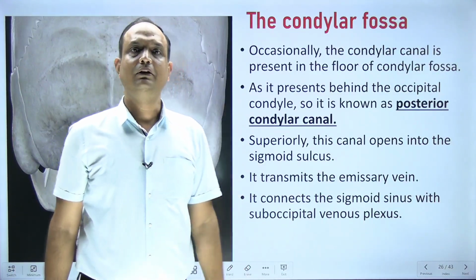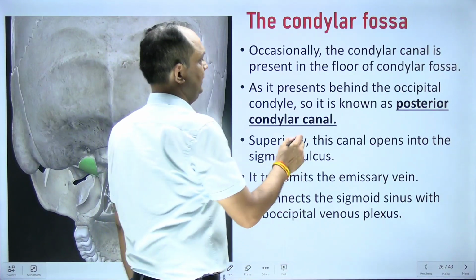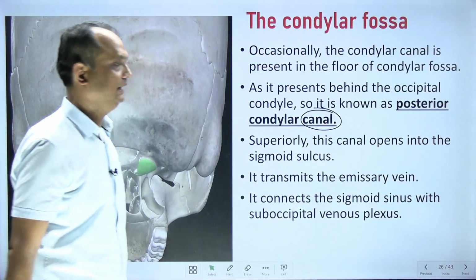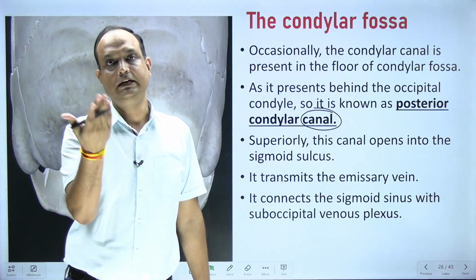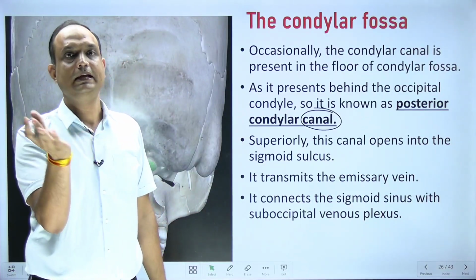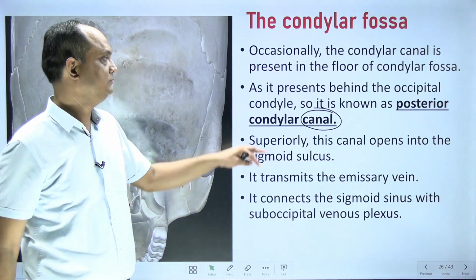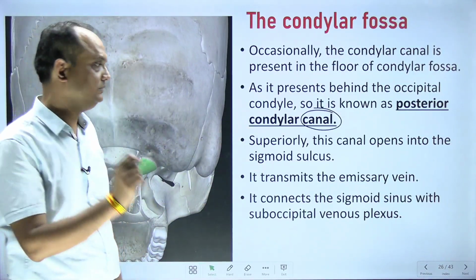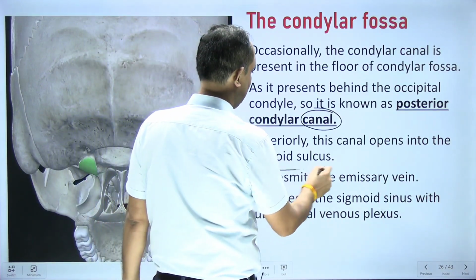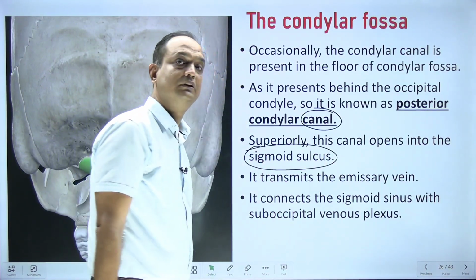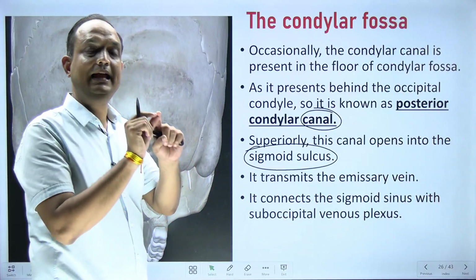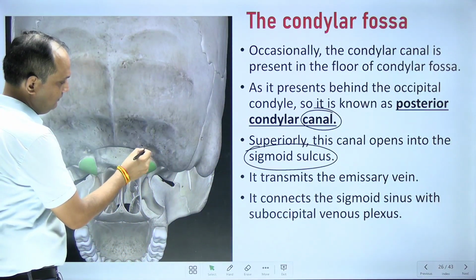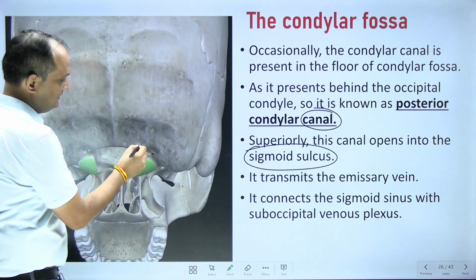Now, occasionally, I told you that this fossa may be perforated by a small canal, and that is known as posterior condylar canal. Clear? So, a canal present anteriorly is the hypoglossal canal. A canal present posteriorly is known as posterior condylar canal. Now, superiorly, this canal opens or communicates with the sigmoid sulcus, which has the sigmoid sinus. So, an emissary vein is passing through this foramen.